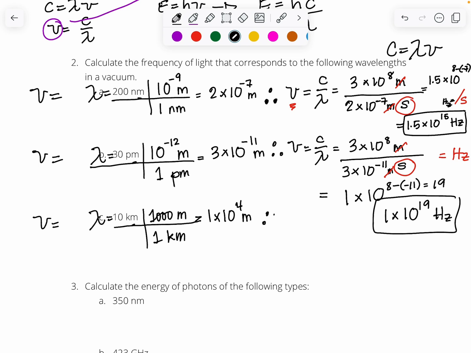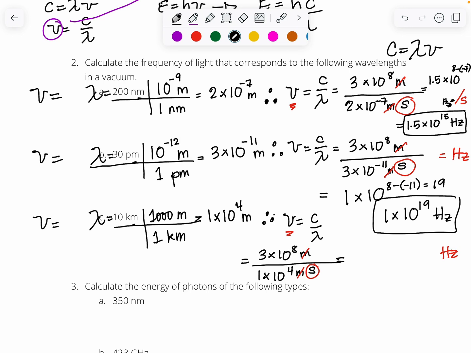So therefore, we're going to put it in our frequency equation. Frequency equals speed of light divided by wavelength, or C divided by lambda. So that's going to be 3 times 10 to the 8th meters per second. And then we'll put our wavelength underneath. So 1 times 10 to the 4 meters. Again, our units cancel, meters and meters. We've got a per second, which is a hertz, that's a good thing because we're trying to figure out frequency.